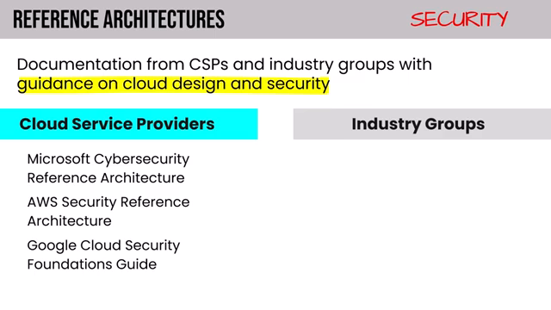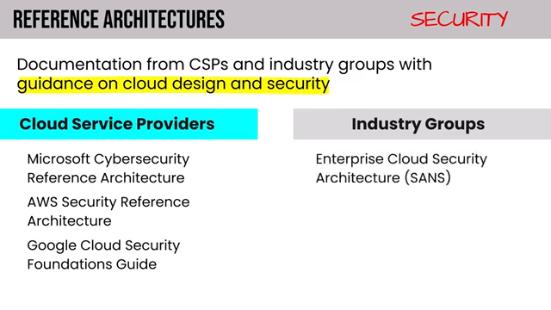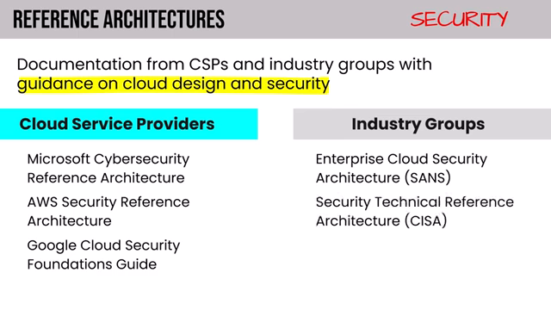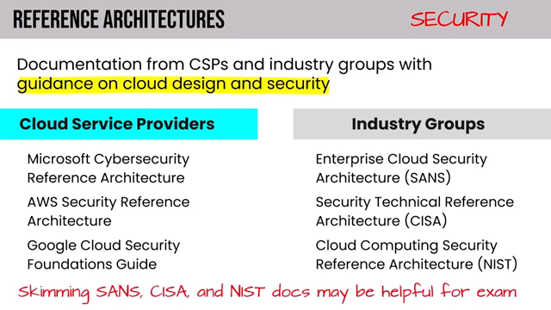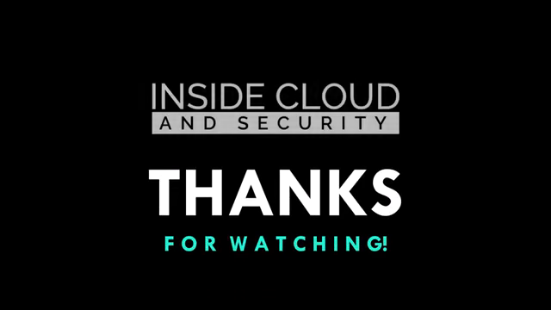Cloud Security Foundations Guide. Now, from the industry, we have the Enterprise Cloud Security Architecture from SANS, the Security Technical Reference Architecture from CISA, and the Cloud Computing Security Reference Architecture from NIST. Skimming the SANS, CISA, and NIST docs may be helpful for the exam, purely optional if you're curious. But congratulations, you've made it to the end of Domain 1.